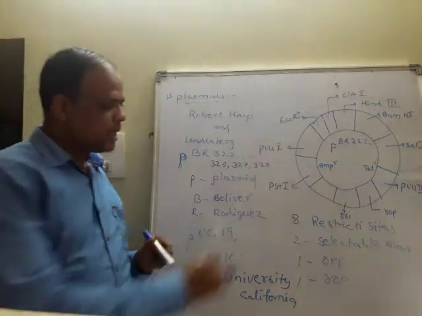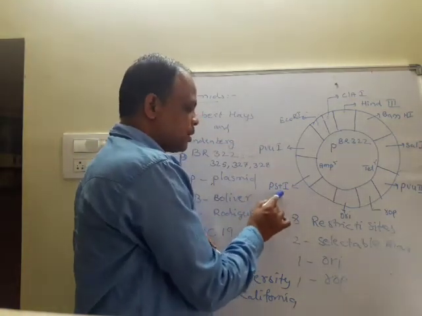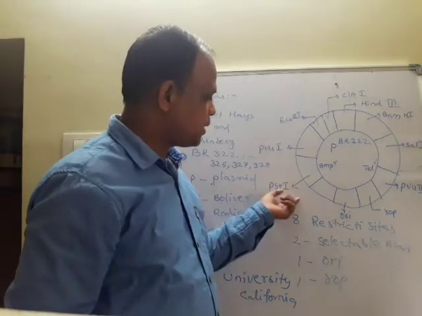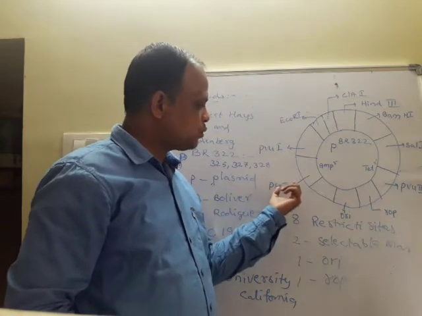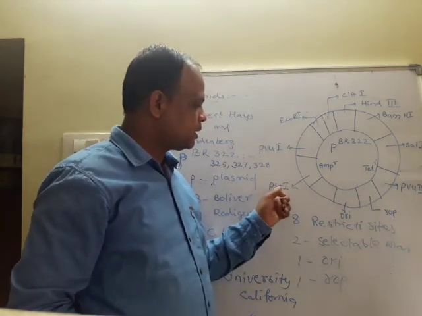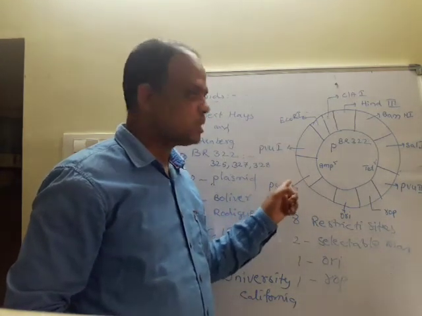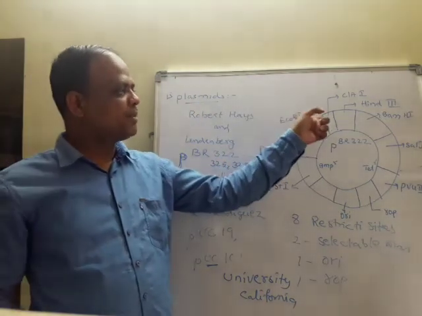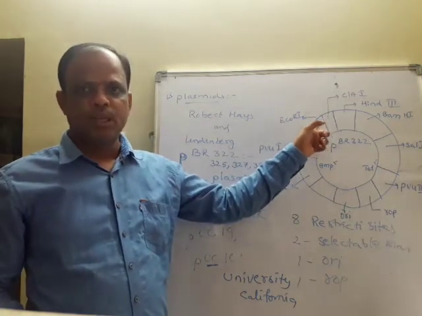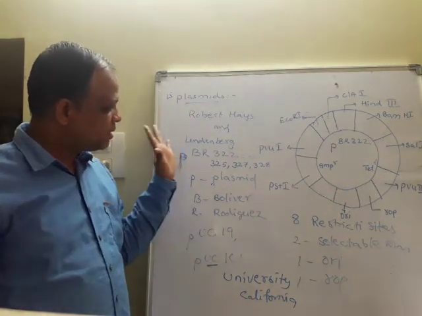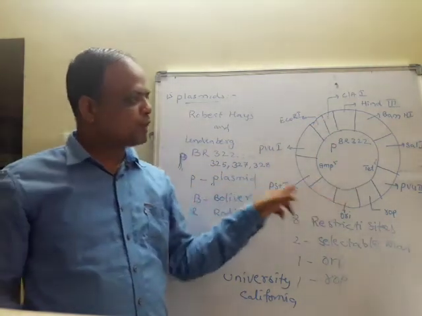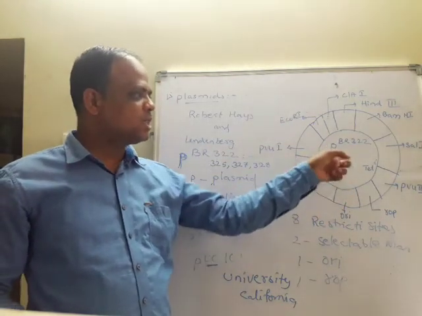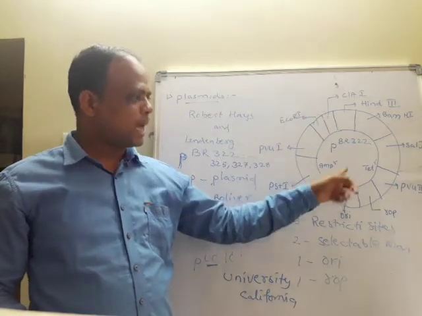And here PstI, Providencia stuartii, the bacterium Providencia stuartii. We isolated these recognition sites from these bacteria. And Escherichia coli. These bacteria were used to isolate these sites. So these scientists isolated different types of restriction sites and reconstructed this pBR322 plasmid.